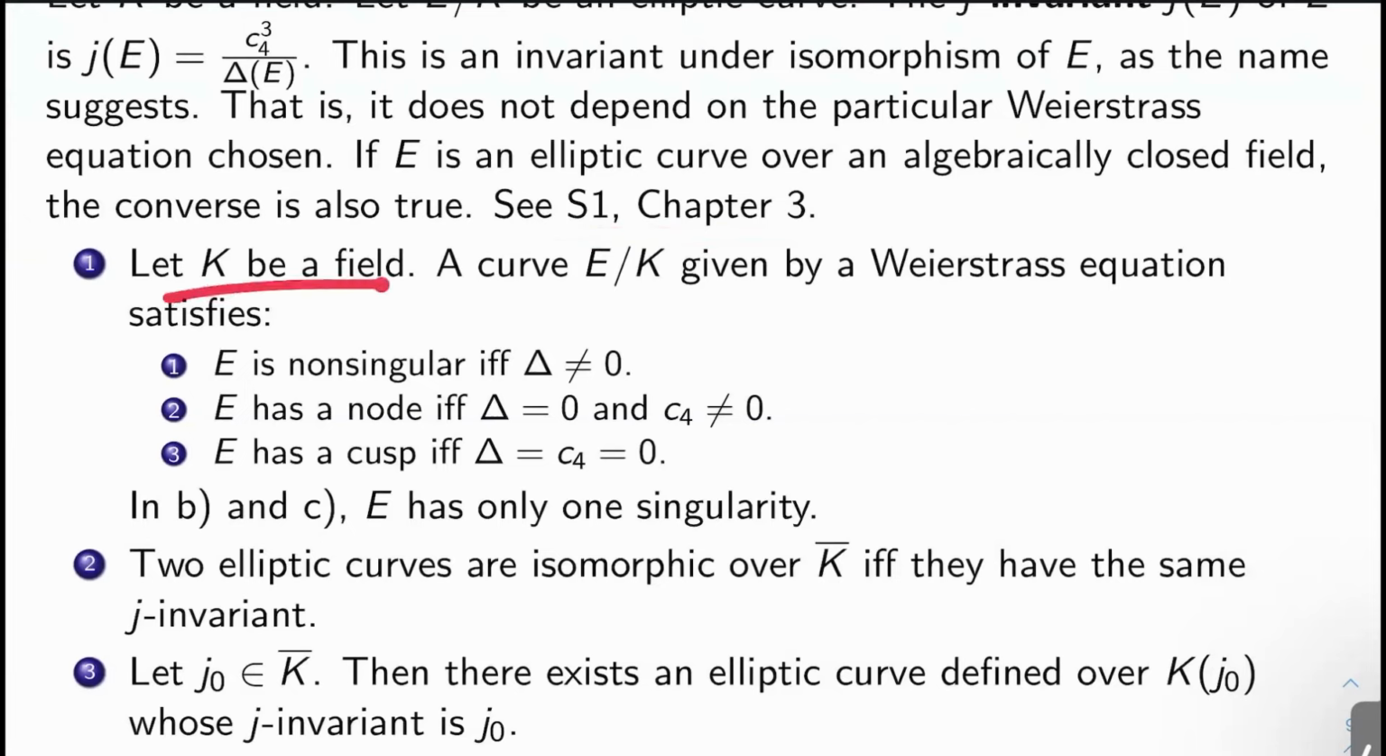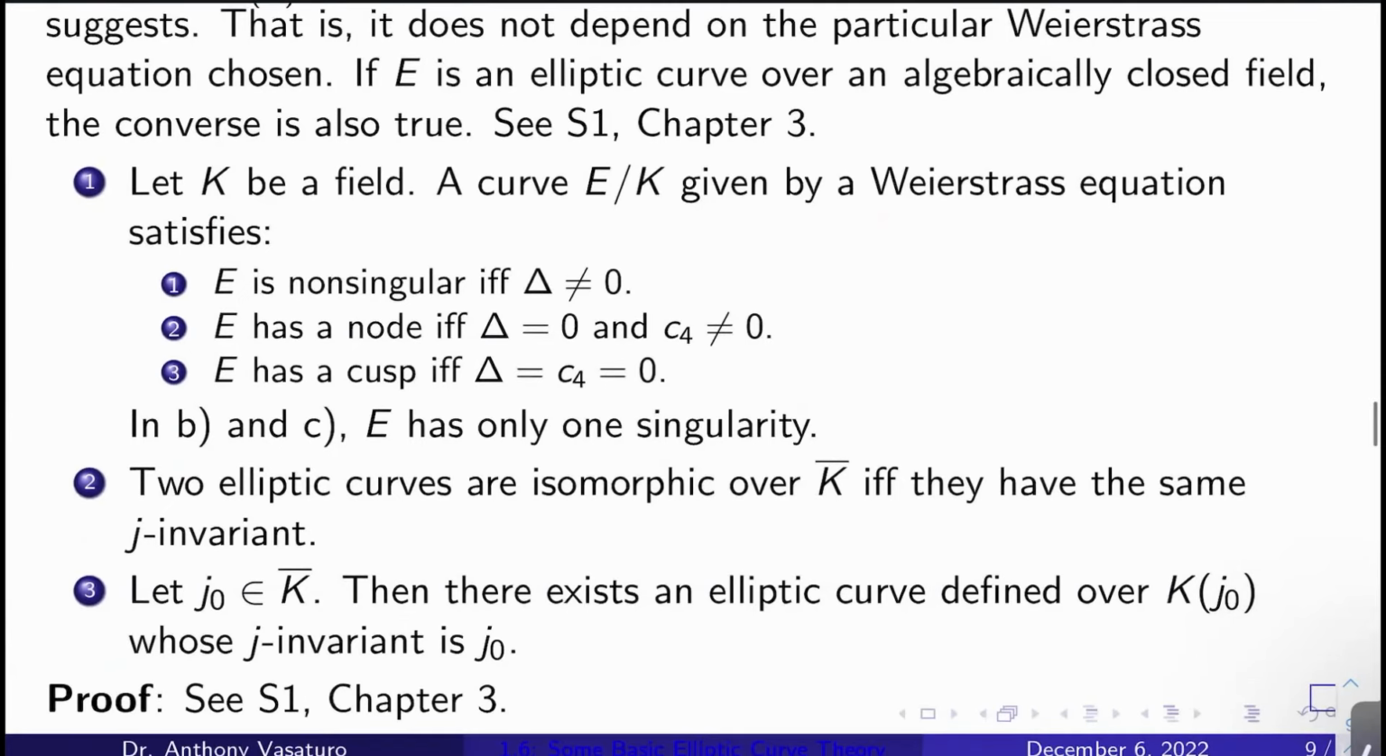So let's let K be a field. An elliptic curve E over K given in typical Weierstrass form satisfies the following properties. E is non-singular, so it's an elliptic curve if it has a K point on it, which it does once we projectivize, if and only if delta isn't 0, the discriminant isn't 0. E has a node, so I'm thinking of a cubic that looks like this in the XY plane, if and only if the discriminant is 0 and C4 isn't 0.